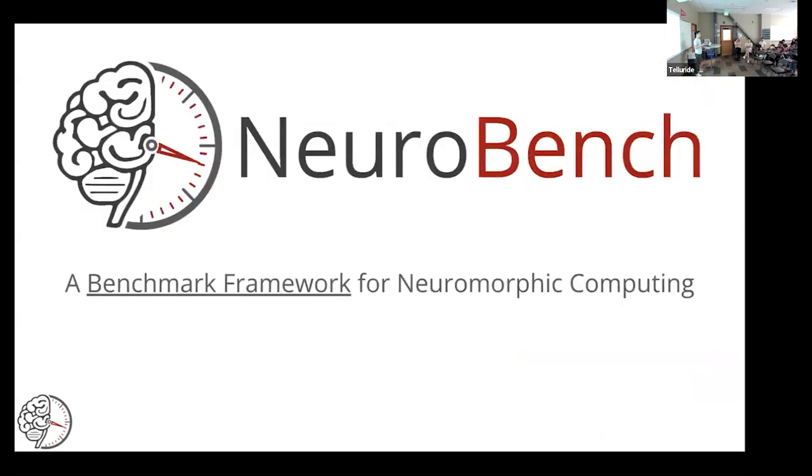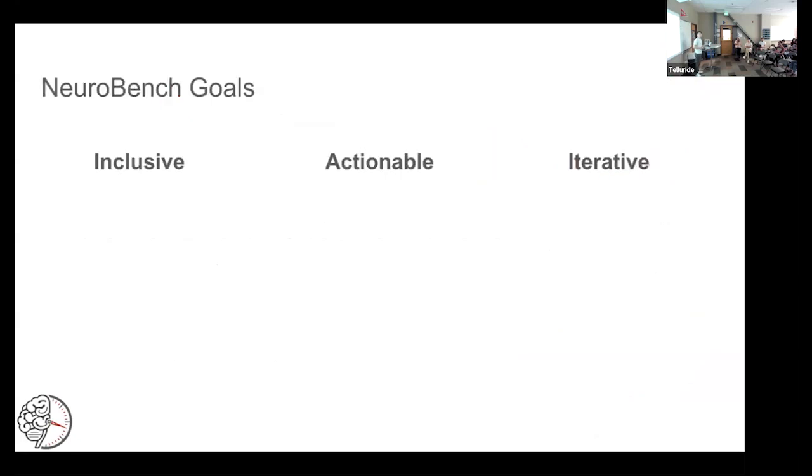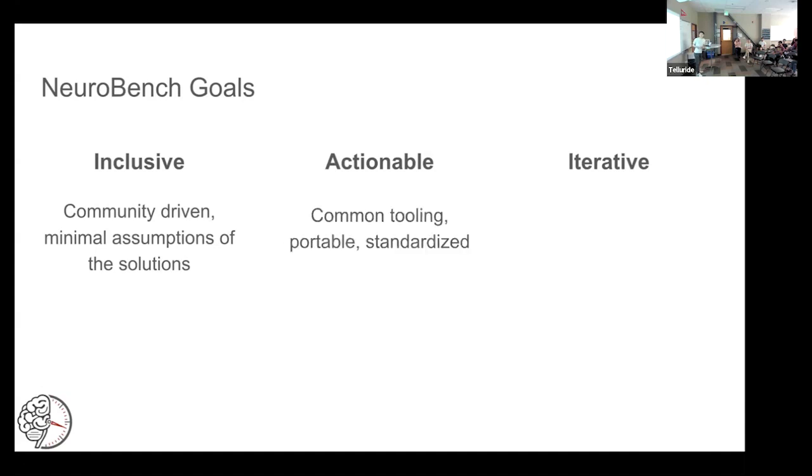And now I present NeuroBench, a benchmark framework for neuromorphic computing. NeuroBench has three goals: to be inclusive, to be actionable, and to be iterative. First off, on inclusive, we would like NeuroBench to be community-driven and to make minimal assumptions about the solutions. So in a budding field with diverse research features, we really need to be inclusive of all these different types of solutions. Next, actionable. We cannot have a benchmark framework if you can't go out and implement the benchmark, right?